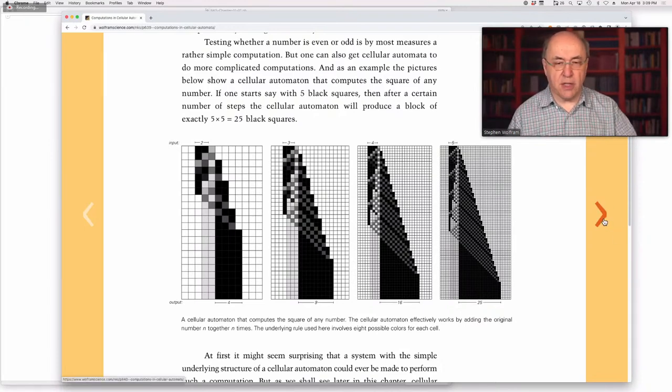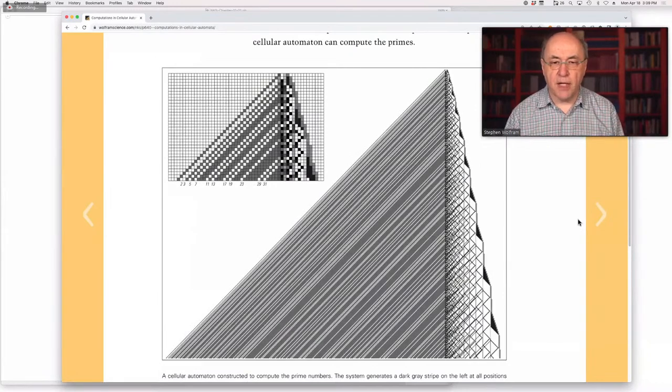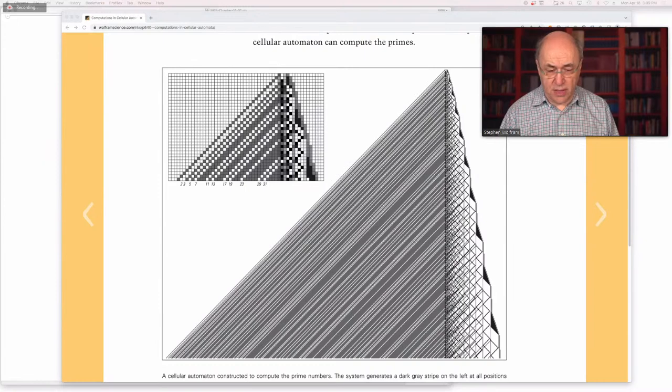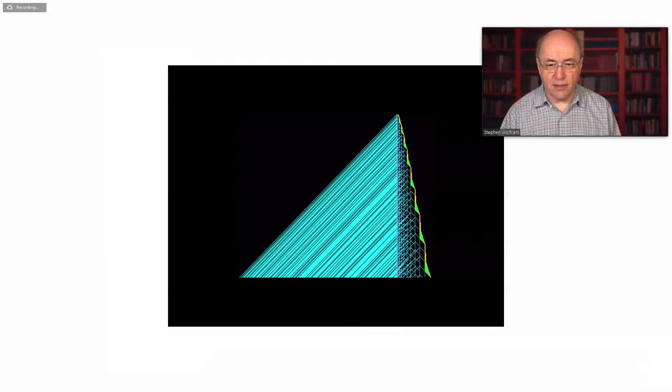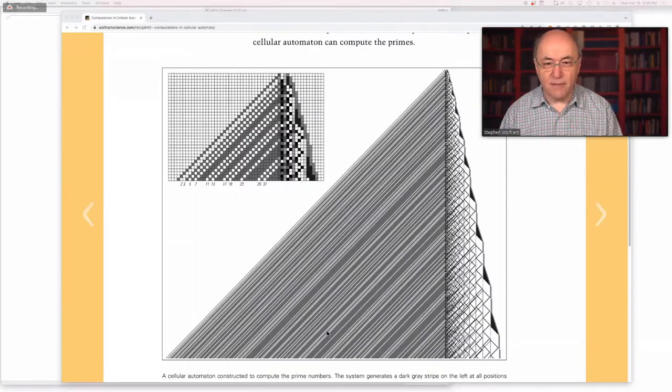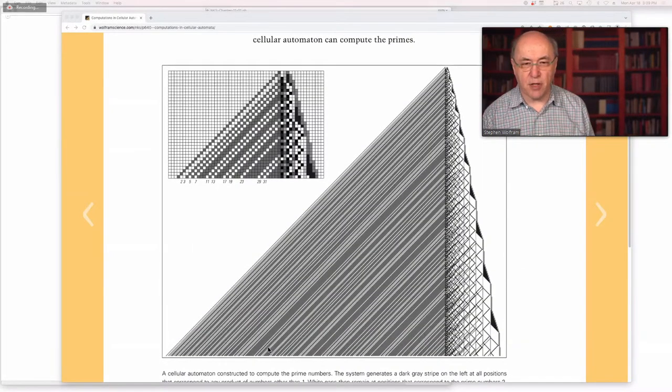Okay, well, what else can you compute? Let's do some other kind of mathematical computation. Let's say we want to compute the primes. Okay, so this picture is of a cellular automaton that computes the primes. I think I might have a color version of this. This is one of the cases where maybe color is useful. I'm not even sure if color is useful here. I don't think that's actually any more useful. It's prettier, but it's not more useful.